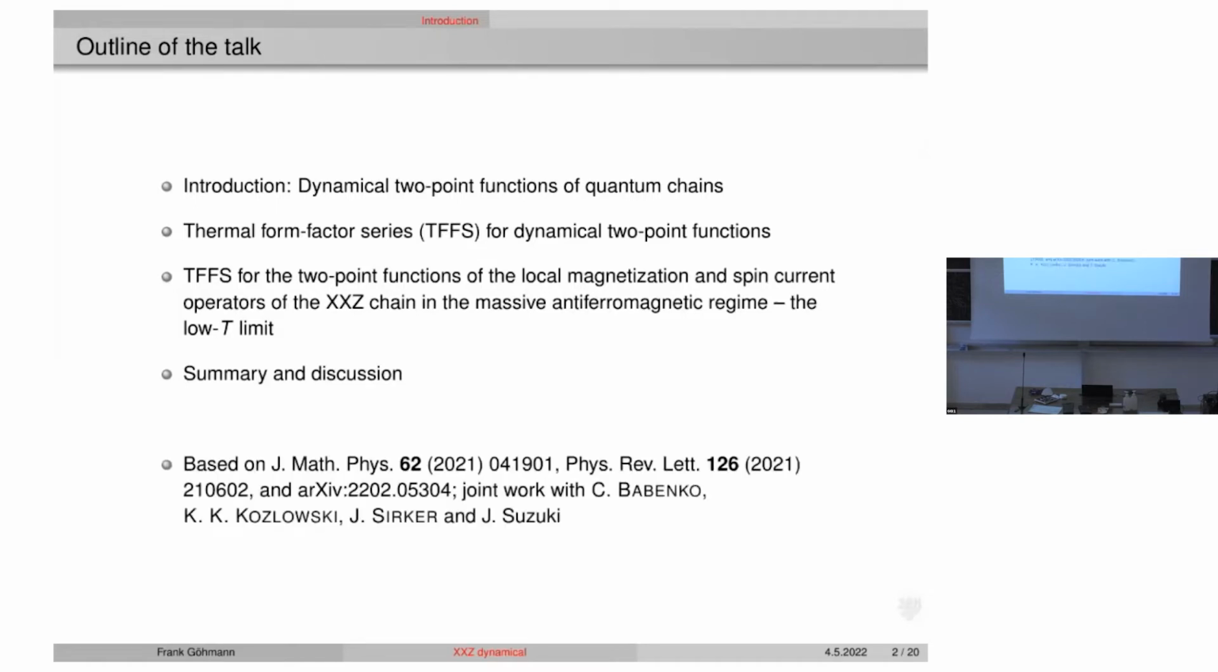This part of the work I'm going to talk about today is based on collaborations with my long-term collaborators, Karol Kozlowski from the ENS de Lyon, Junji Suzuki from Shizuoka University in Japan, and also with contributions from our postdoc, Konstantin Babenko, who stayed in Wuppertal for 2 years, and Jesko Zirker from the University of Manitoba.